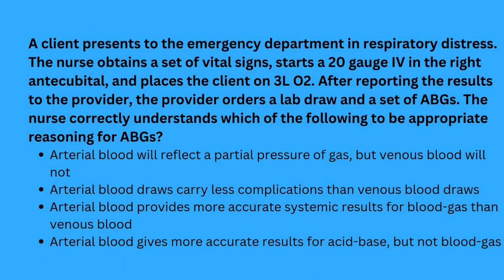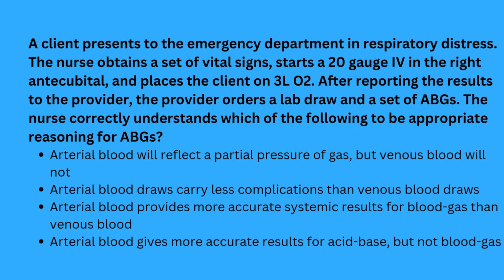A client presents to the emergency department in respiratory distress. The nurse obtains a set of vital signs, starts a 20-gauge IV in the right antecubital, and places the client on 3L of oxygen. After reporting the results to the provider, the provider orders a lab draw and a set of ABGs. The nurse correctly understands which of the following to be appropriate reasoning for ABGs?